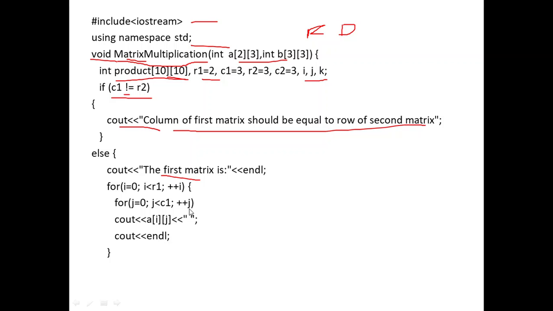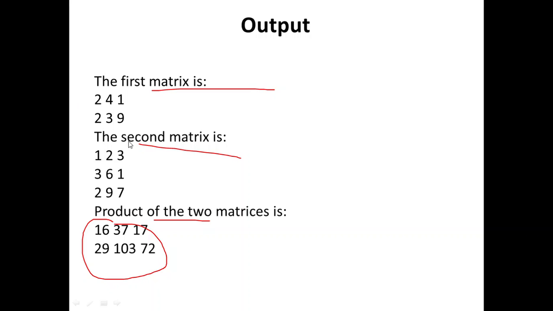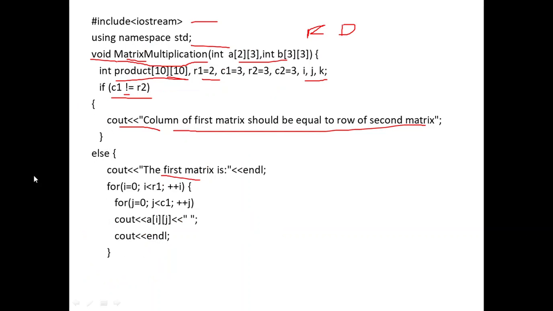So we have to get the output. Now j will be incremented to 1, and then i will be incremented to 1. That means this row will be obtained. So in order to give the elements in a matrix, we have to use the i loop and j loop.